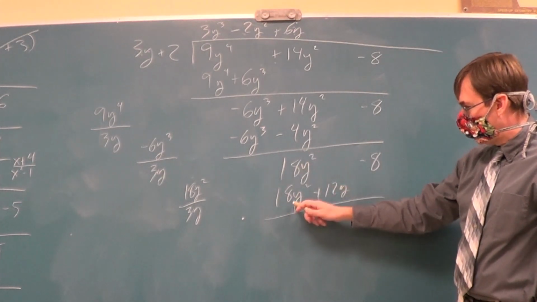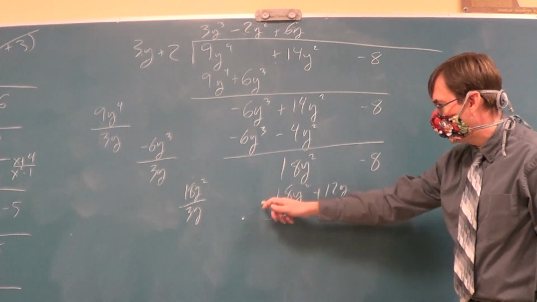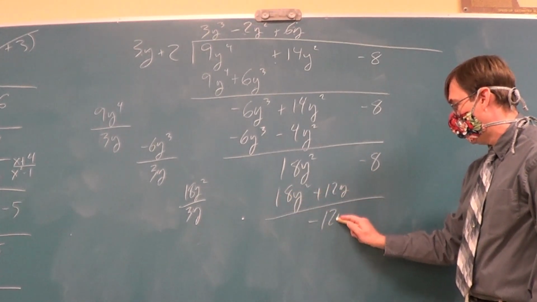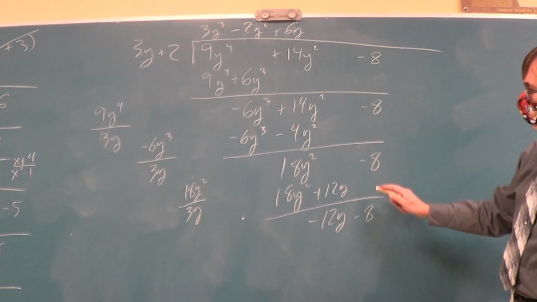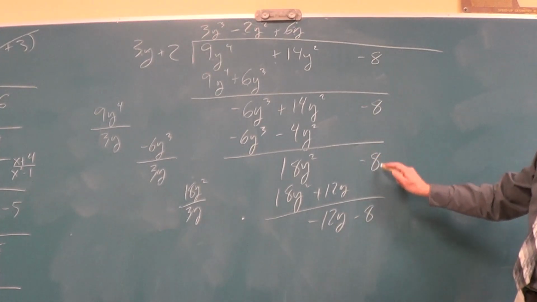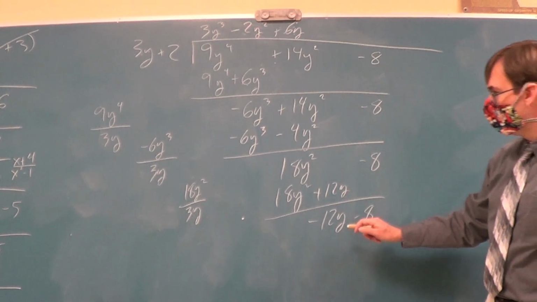Subtracting the perfect matches eliminates them. When emptiness subtracts positive, that's negative 12y. Top row just keeps coming as it was, unchanged. If negative 8 subtracts an empty space, it's still a negative 8.